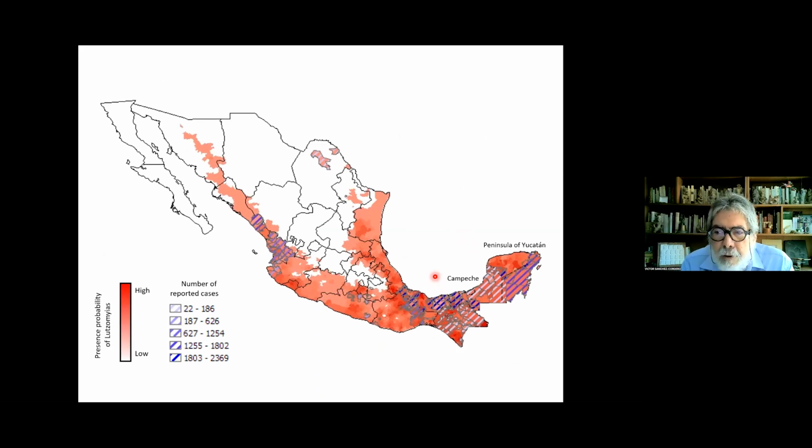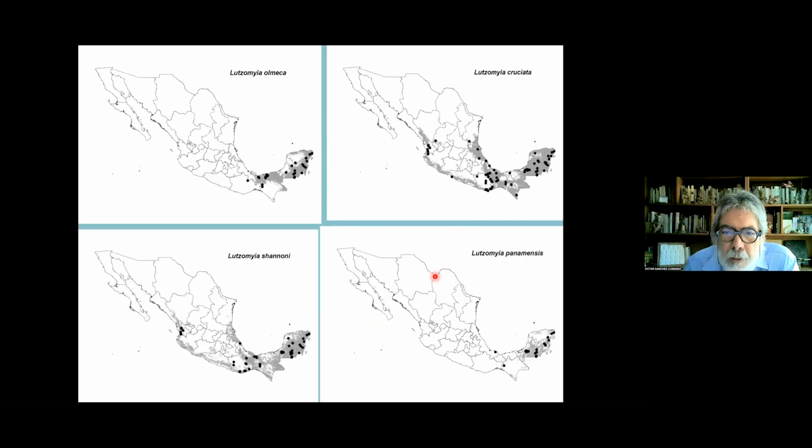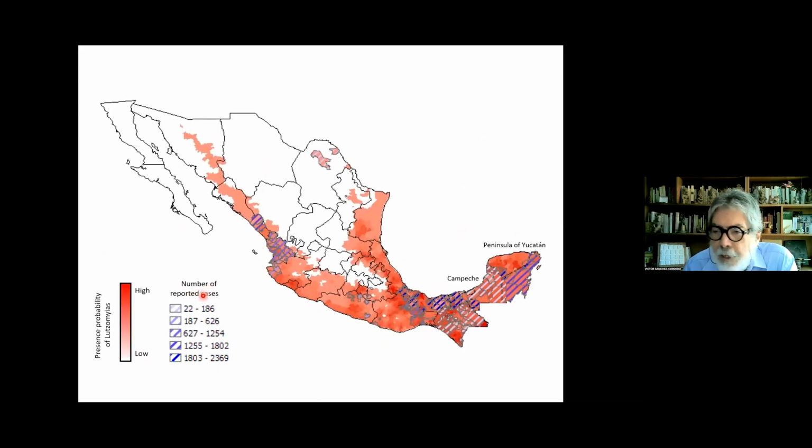And one of the very interesting results is if you overlap all these distribution maps into a single map, and you overlap the number of human cases reported for Leishmaniasis, virtually all of the human cases reported fall within our distributional predictions of the sandflies. And this makes a lot of sense, of course, because you have the vectors infected with the pathogen, you have the host infected with the pathogens, and then you have the humans living in these areas, and of course, the zoonotic cycle occurs.